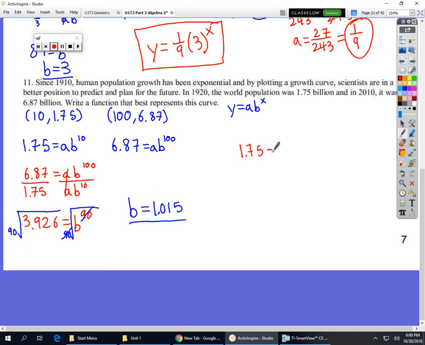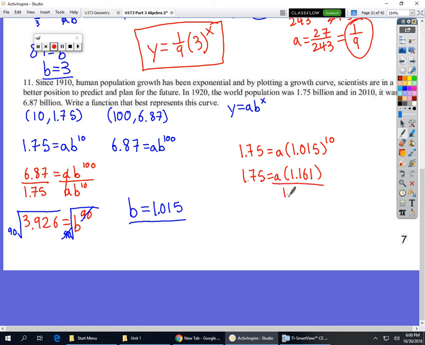1.75 equals a times b, which is 1.015 to the power of x, which would be 10. So I'm just plugging it into this first equation right here, that one. All right. 1.015 to the 10. It's going to give you a long decimal, which I just rounded again. 1.161. Again, just rounded. Okay, great.